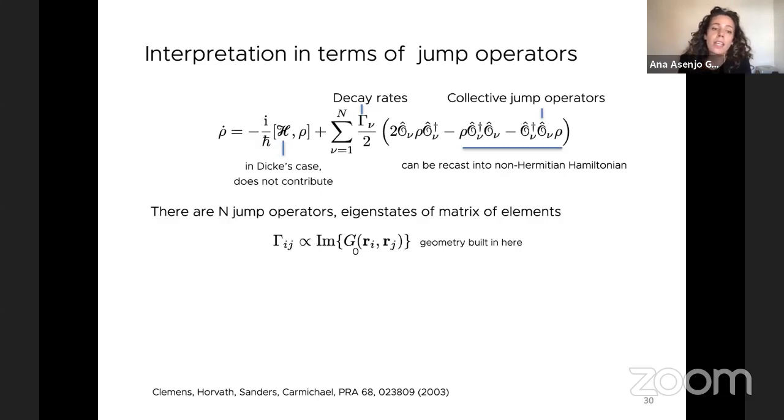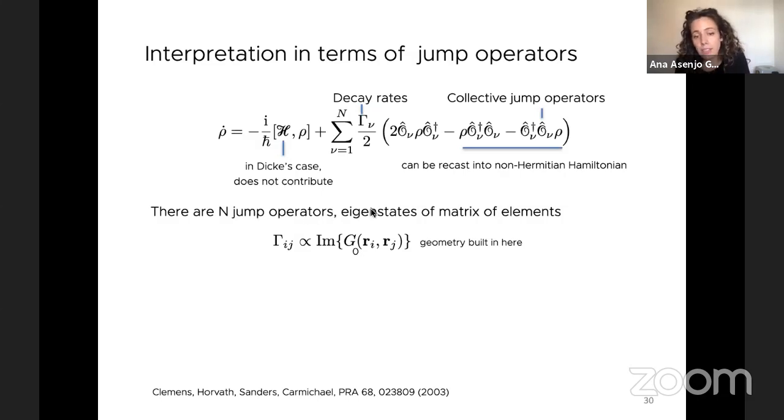And what I'm going to do is interpret the decay in terms of jump operators. So now we have the density matrix evolution that, again, follows Hamiltonian dynamics. In Dicke's case, this term is exactly zero. This is not the case in extended arrays or in extended anything. And then here we have the Lindblad operator that is now written in terms of collective modes. These are the collective jump operators, O_nu, of decay rates gamma_nu. So I have N atoms, which means I have N jump operators.